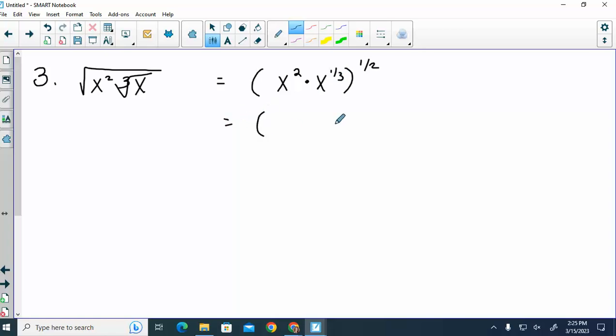So let's work inside this parenthesis first of all. If you are multiplying the x's, what do you do with those exponents? You add them, to get 7/3. And then power to a power, so we get x to the 7/6.